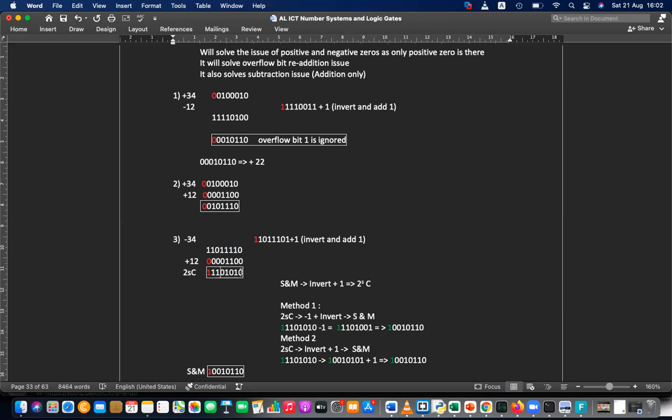To do that we can subtract 1. So let's subtract 1 from this. Then this will become 1111001, because 1010 is 10, and subtracting one gives 1001, which is 9. Then invert it.